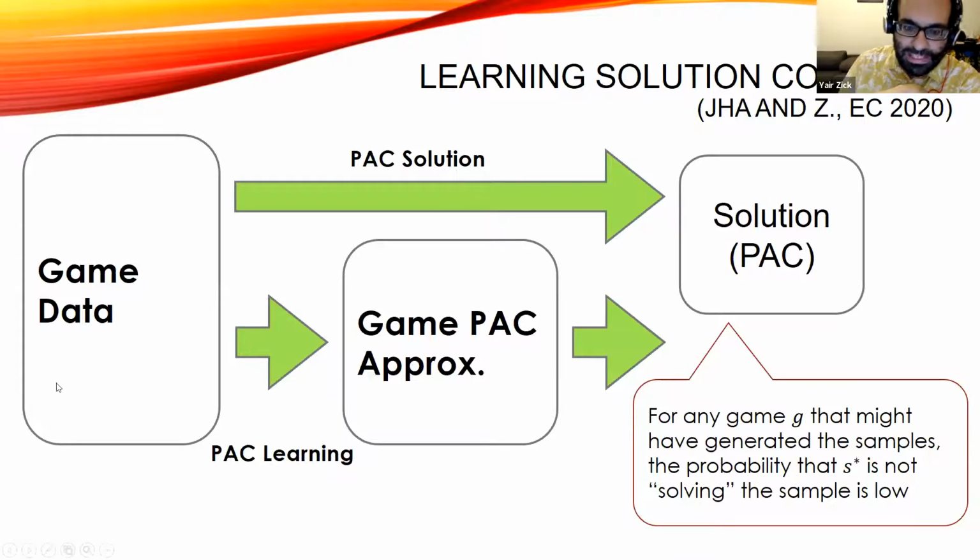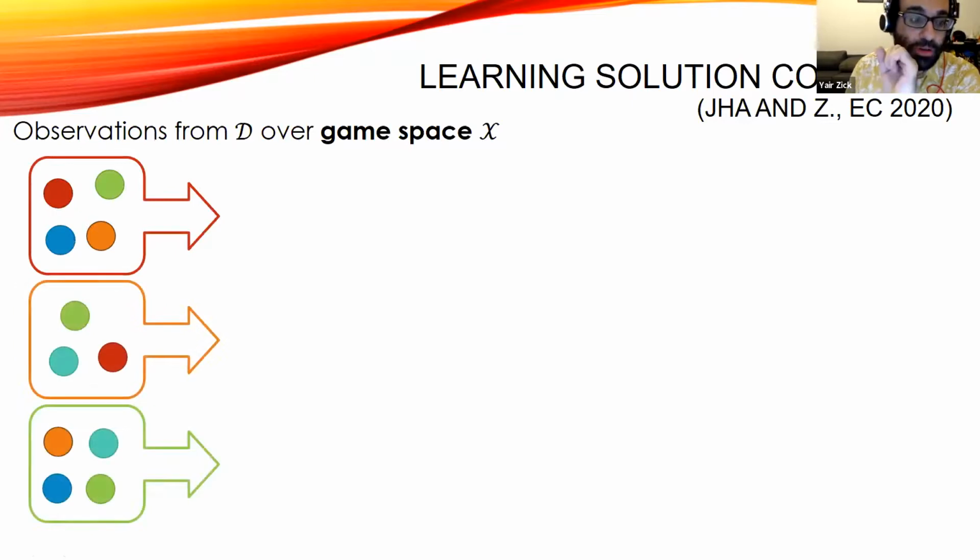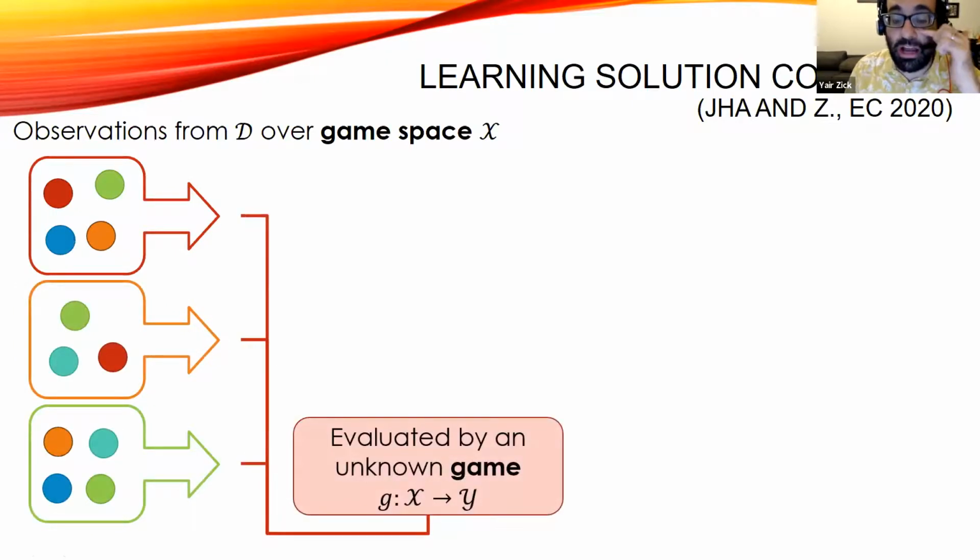Basically the idea is you take the game data in an abstract sense. You can directly compute a PAC solution that will bring you to this PAC solution space while completely skipping over this PAC approximation of the game space, and that's really nice. Here is what the general framework looks like. We have a game space, and it's abstract. You get observations from it, and these observations are evaluated by an unknown game to an abstract label space.